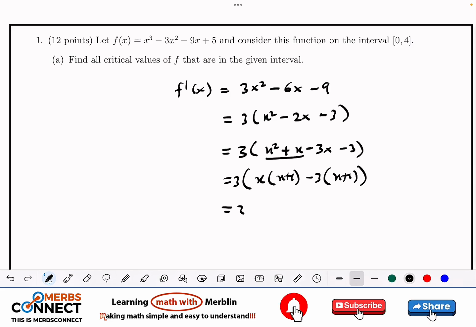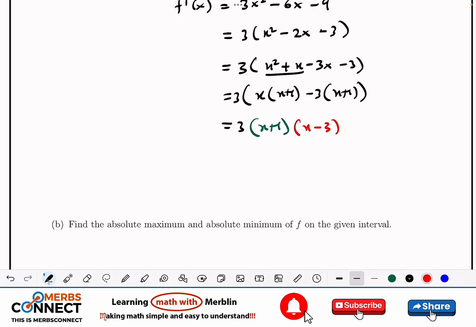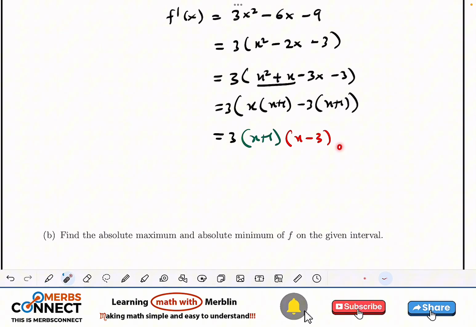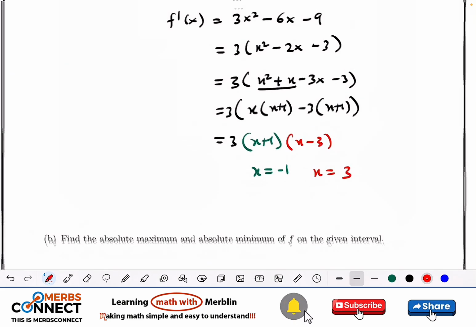So we can have 3, and then x plus 1 is common. When I take the common term out, I'm left with x minus 3. So you are going to multiply it by x minus 3. Now since we are looking for the critical values, these are the values that make this equal to 0. It is not hard to see that when x is equal to minus 1, the function will be 0, and when x is equal to 3, the function too will be 0.